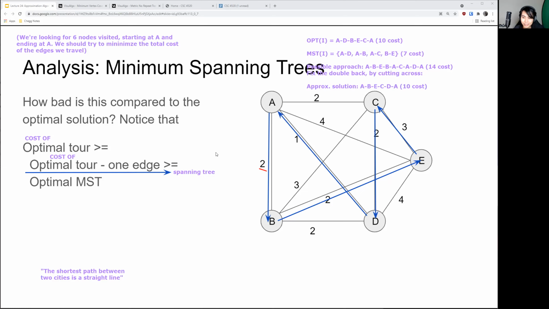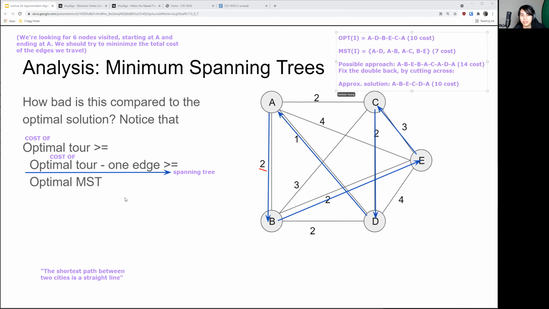Now, this spanning tree could be the minimum spanning tree, or it could be worse than the minimum spanning tree. We know that the cost is at best equal to the minimum spanning tree, but worse would be more. So if we take the optimal tour and remove any arbitrary edge, we're going to have a spanning tree that's either equal in cost or more than the optimal minimum spanning tree.